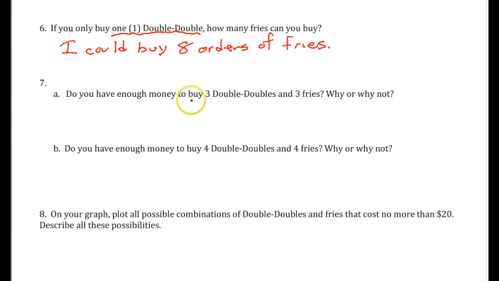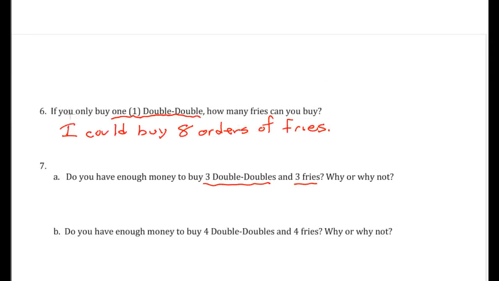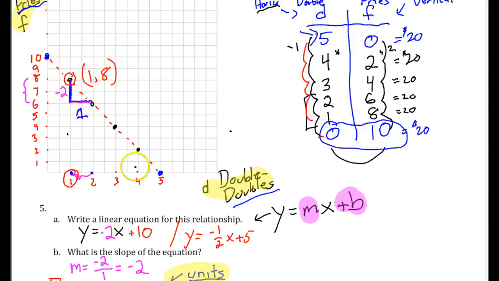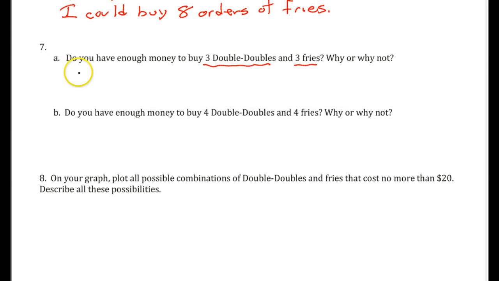Do you have enough money to buy 3 double-doubles and 3 fries? Okay, let's look at the graph and confirm. Can I buy 3 double-doubles? There's 3 double-doubles. Yes, 3 fries. So you notice that all of these are $20, and since this dot is below the $20 line, I can afford it because it's less than $20. So just on the graph, I don't have to calculate anything. I already know that it will. Okay, so yes.